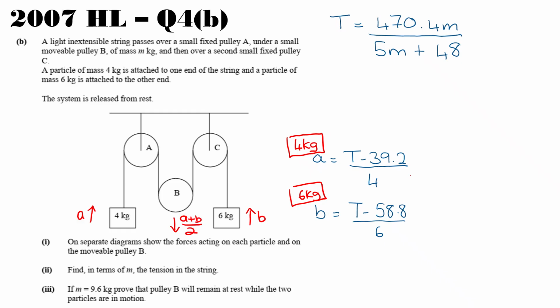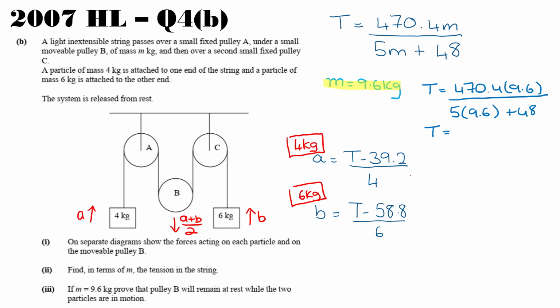So first thing we're going to do is work out our tension given that m equals 9.6 kg. So we're going to come along and sub that in. And when we do that, we're going to get T equals 470.4 times 9.6 all over 5 times 9.6 plus 48, which gives us a tension of 47.04 newtons.